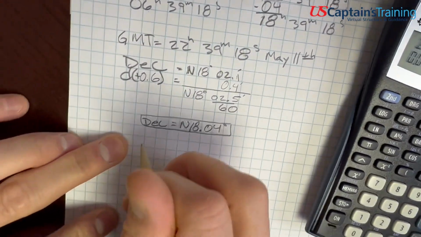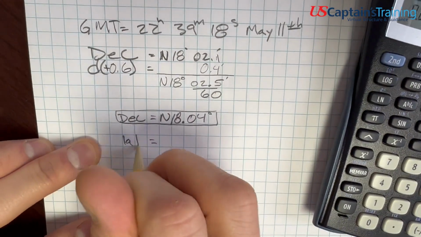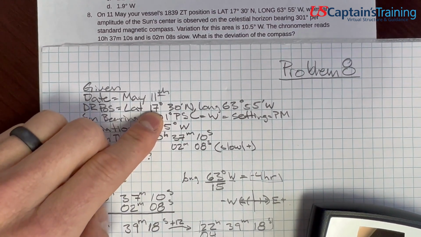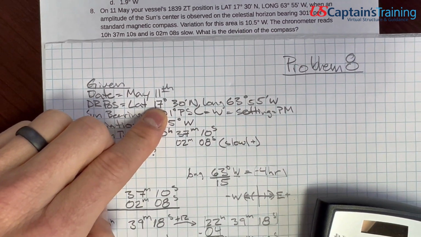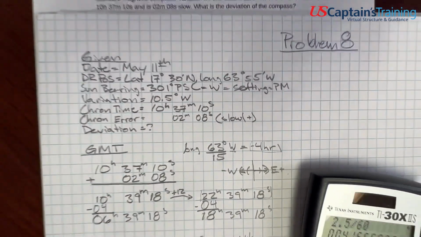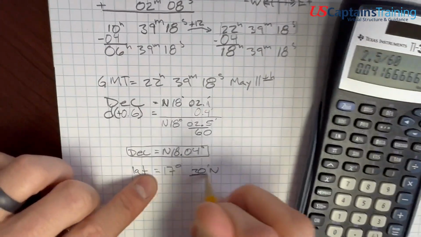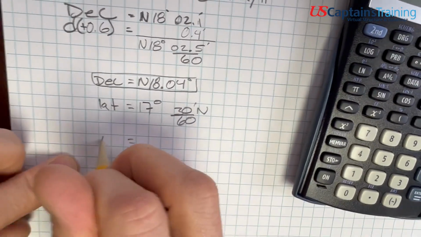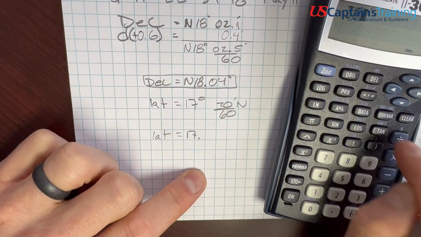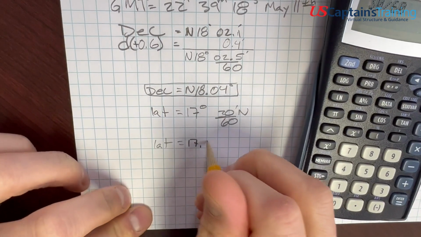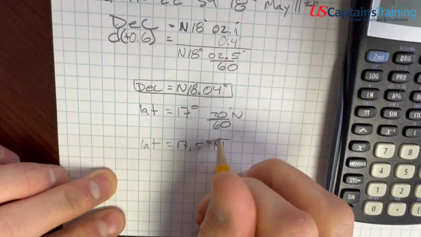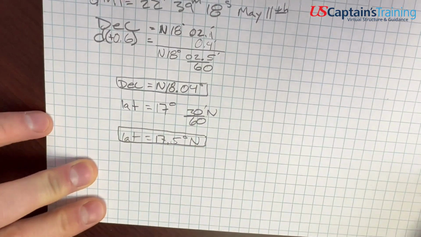And now we're going to get our latitude. Our latitude was given to us up here: 17 degrees, 30 minutes north. We need to get all this into degrees. 30 divided by 60 is 0.5. So latitude equals 17.5, and now this is in degrees, and this is north. Good. With these numbers, we can put them into our formula.